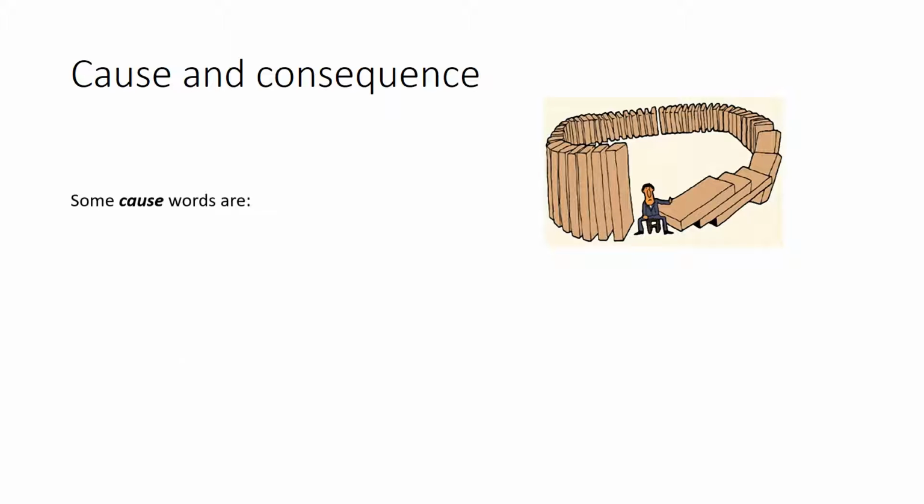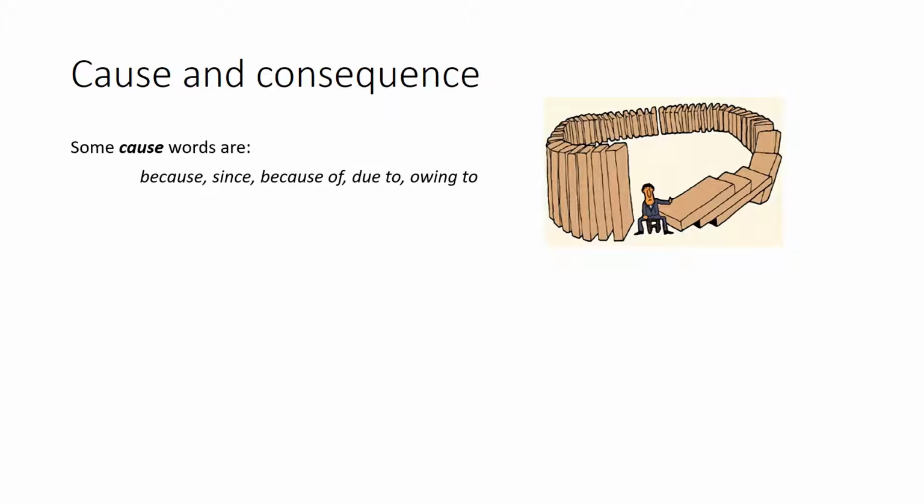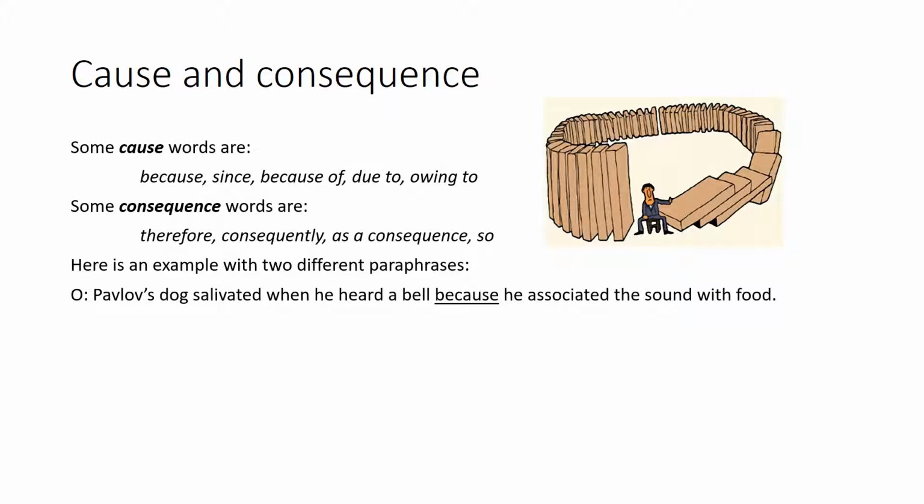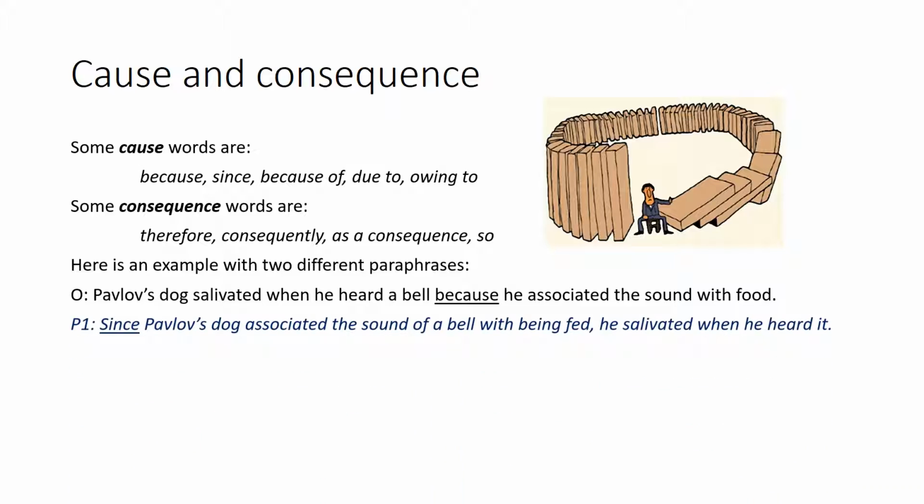Our last technique is cause and consequence. Here are some cause words. Because, since, because of, due to, owing to. And here are some consequence words. Therefore, consequently, as a consequence, so. Look at this example and two different paraphrases. Here's the original. Here's one paraphrase.